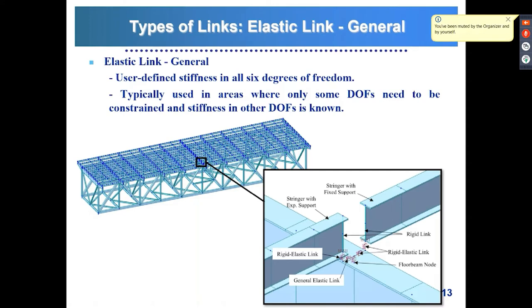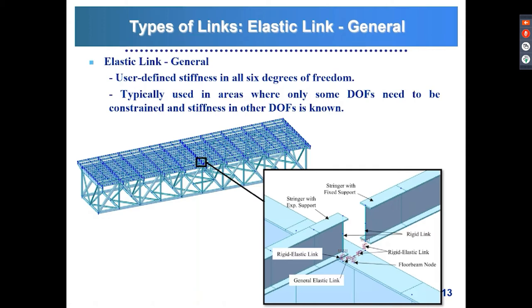So for example, an area where we have used these types of links is this truss bridge where we have the stringers connected to the floor beam. On this image, basically, this stringer on the right has a fixed support on the floor beam, and the one on the left has an expansion support on the floor beam. So for the one with the expansion support, we defined this link here as a general elastic link. For all degrees of freedom except the axial degree of freedom, we wanted them to be rigid, so we had a very high stiffness to simulate rigid behavior. And then the axial stiffness, we set that to zero, so we could get that expansion at the support of the stringer.